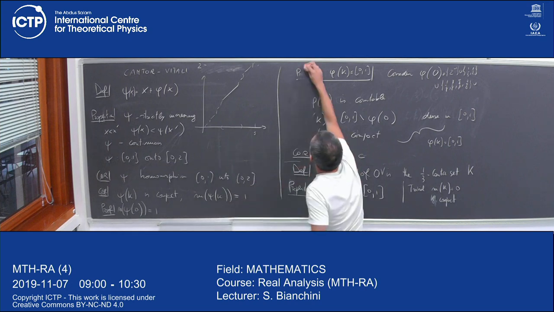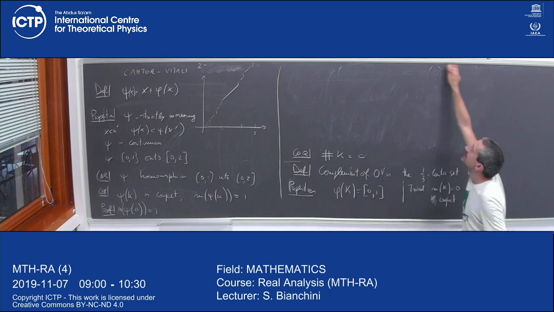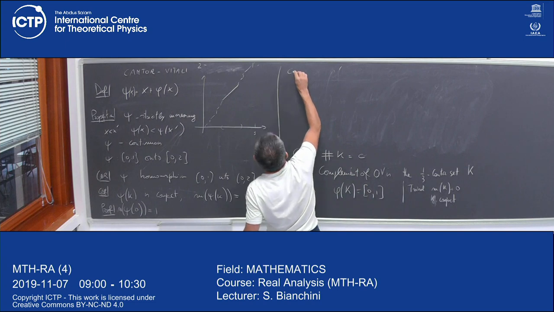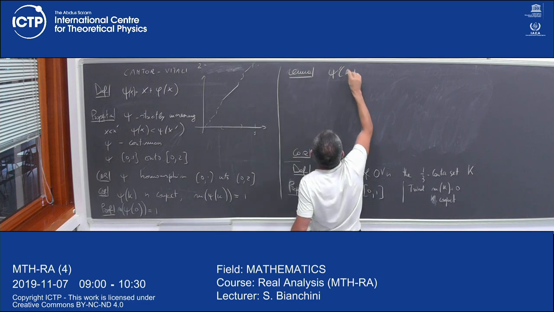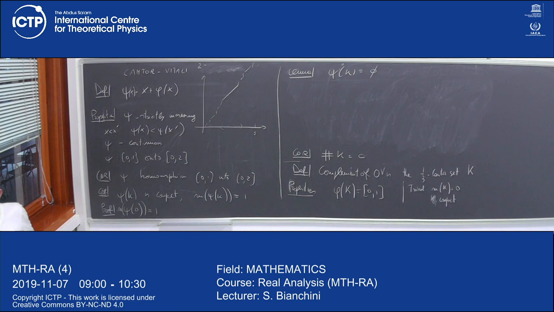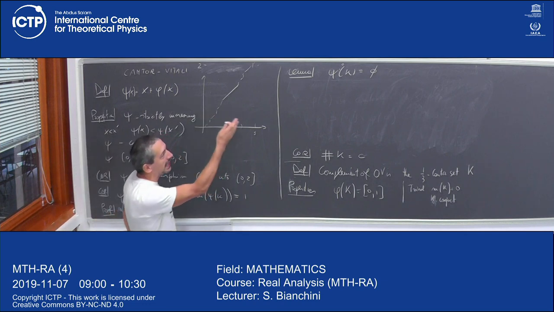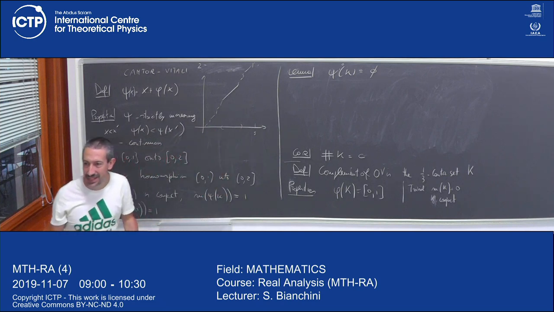Now let's do something even more strange. The interior of K, let's say lemma, the interior of psi of K is empty. You see, there are several proofs, but let's do one. Say it's a homeomorphism. So, if there exists an open set in the image of K, there should be an open set in K. But K has measure zero.